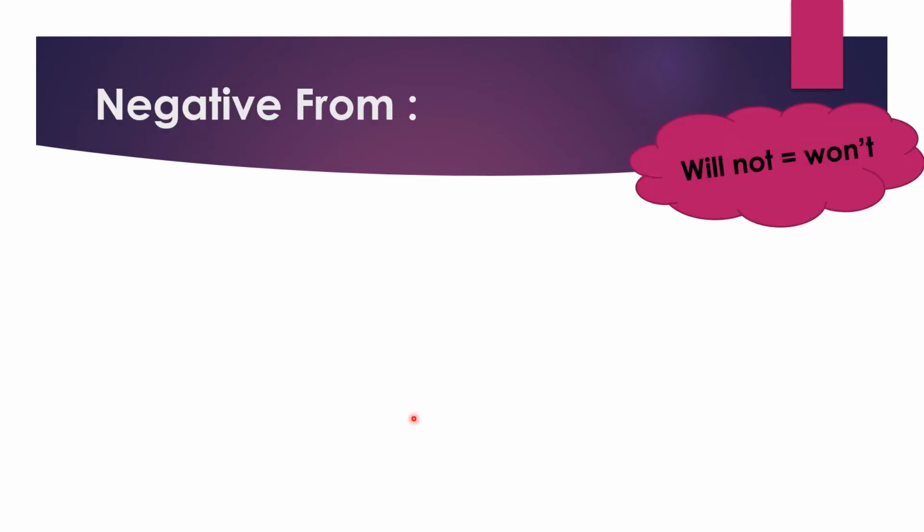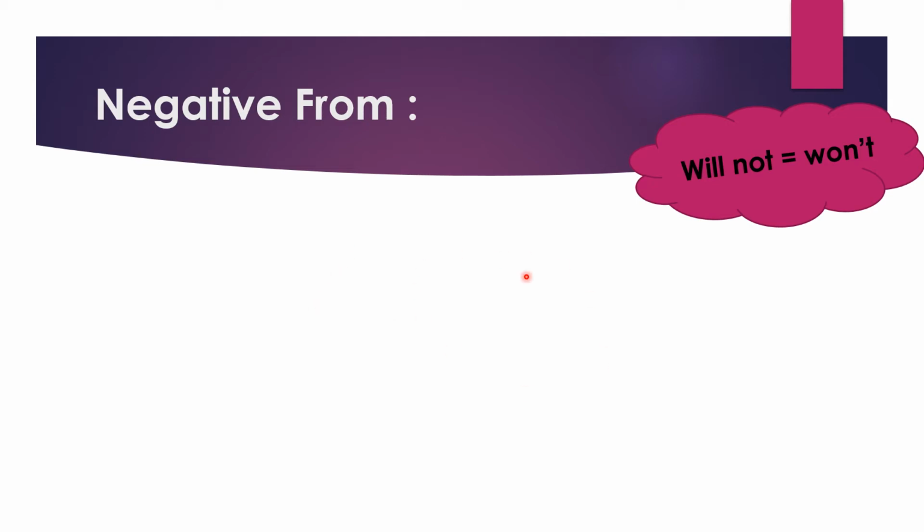Now, what about the negative form? How can we negate the clauses or the sentences in the if clause? The if clause is negated by adding doesn't or don't plus infinitive verb. Don't, we know that we use don't with plural nouns or pronouns, doesn't for singular.